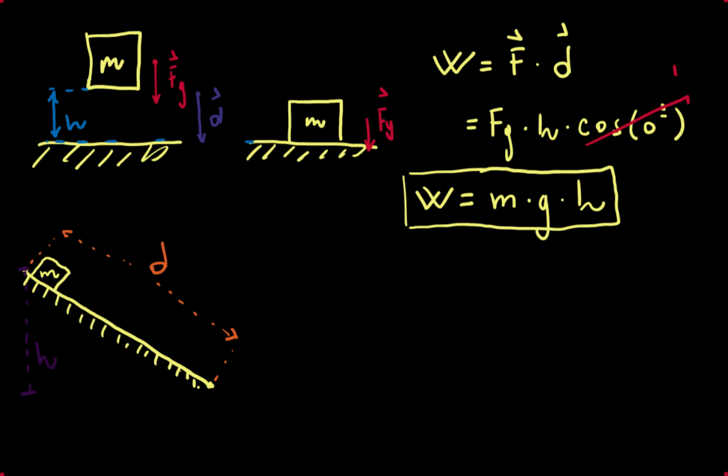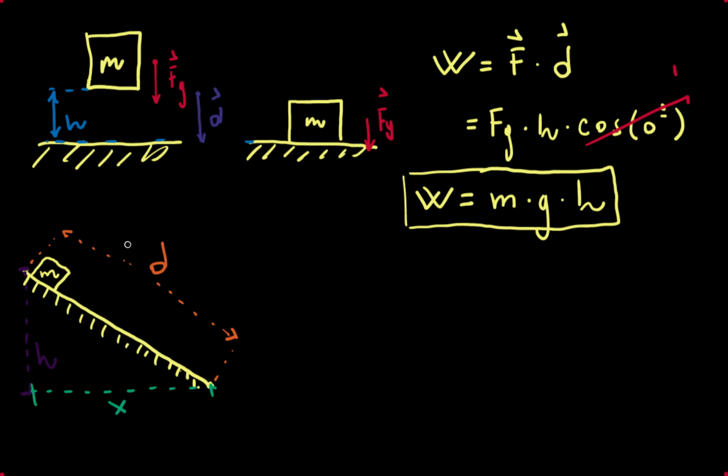Now you can imagine you can make a triangle out of this. For completeness' sake, I'll call this angle x. So there's a triangle here. The ramp itself is d, that's the length of the ramp right here. The height is h, and this angle here is x.